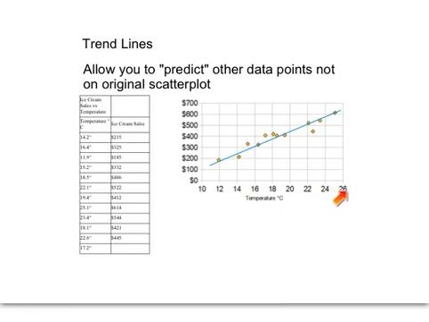Now, you could kind of predict the future. What about if it's 28 degrees Celsius? Well, you'd expect the sales to be close to 700. See how I'm trying to predict out here? And what about if it's 21 degrees? We don't have any data there, but we could probably assume it would be about $475 in sales, approximately. All right, so the trend line helps us predict other data points to the best of our ability.